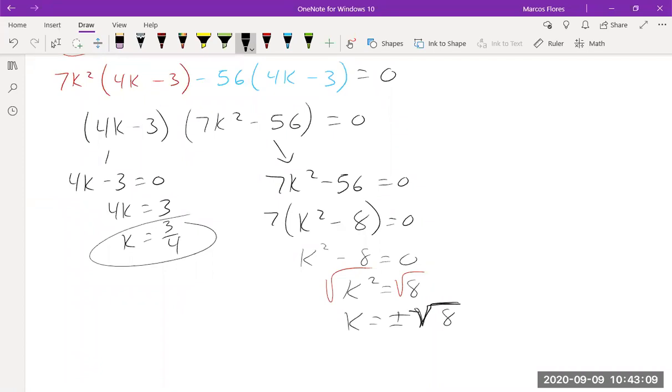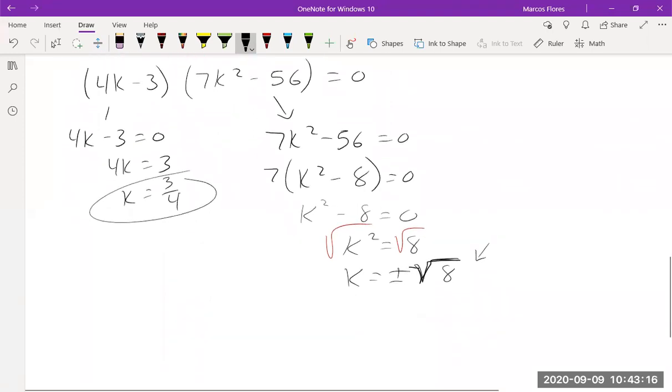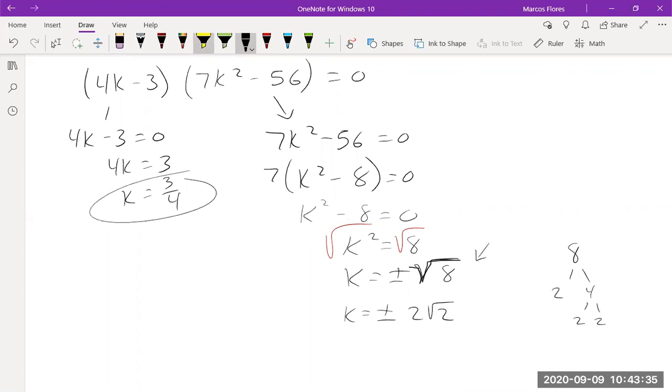Does anybody know how to simplify this a little bit more? Any guesses what the answer would be? 2 root 2. Perfect. And here's how it's done. You have 8 and you do a factor tree. You have 2 and 4. 4 is 2 and 2. The pairs come on the outside. The singles go back on the inside.